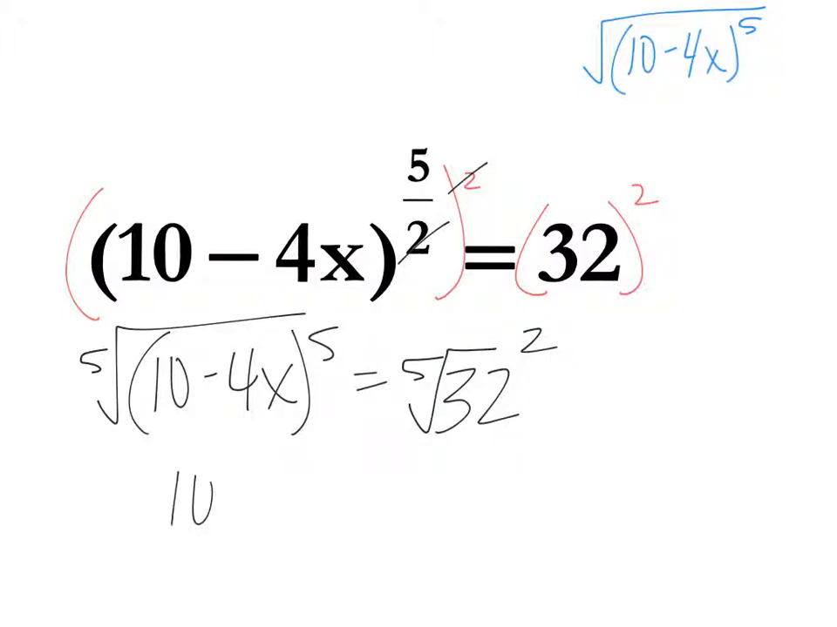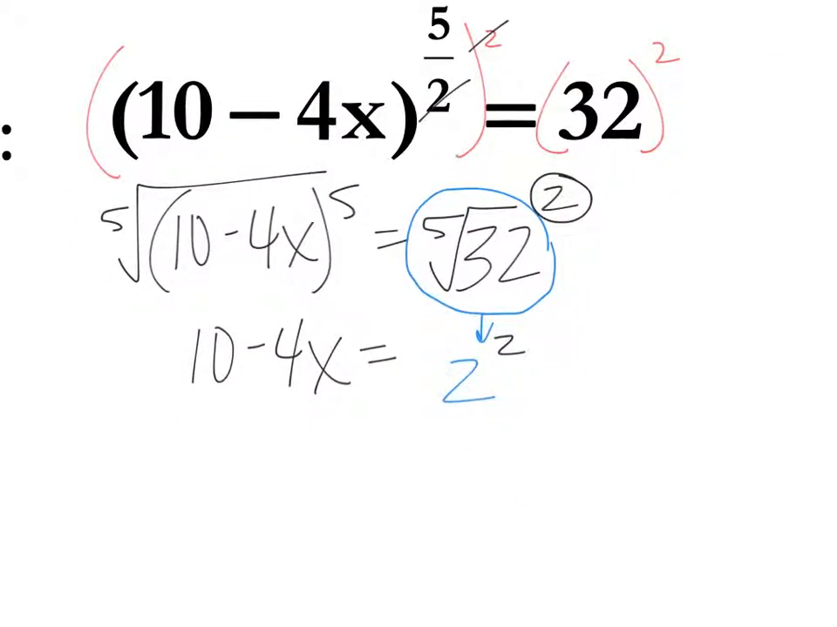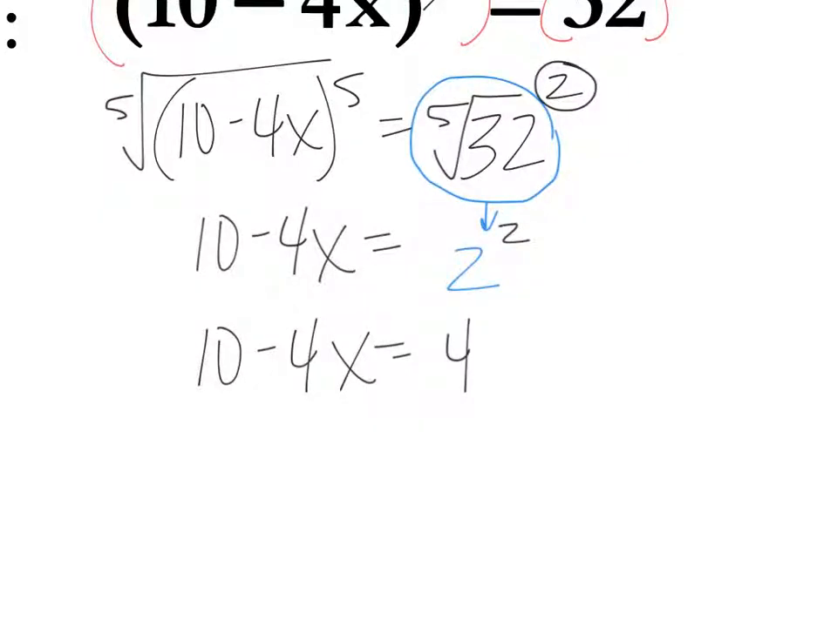Okay, so that leaves me with 10 minus 4x on this side. And do you notice that this breaks down nicely? The 5th root of 32, what times itself 5 times is 32? 2 times 2 times 2 times 2 times 2. So 2, and then don't forget this square that's still there. So these actually simplify quite nicely if you remember your properties of exponents. So 10 minus 4x equals 4. Pretty simple equation to solve to finish this one off.